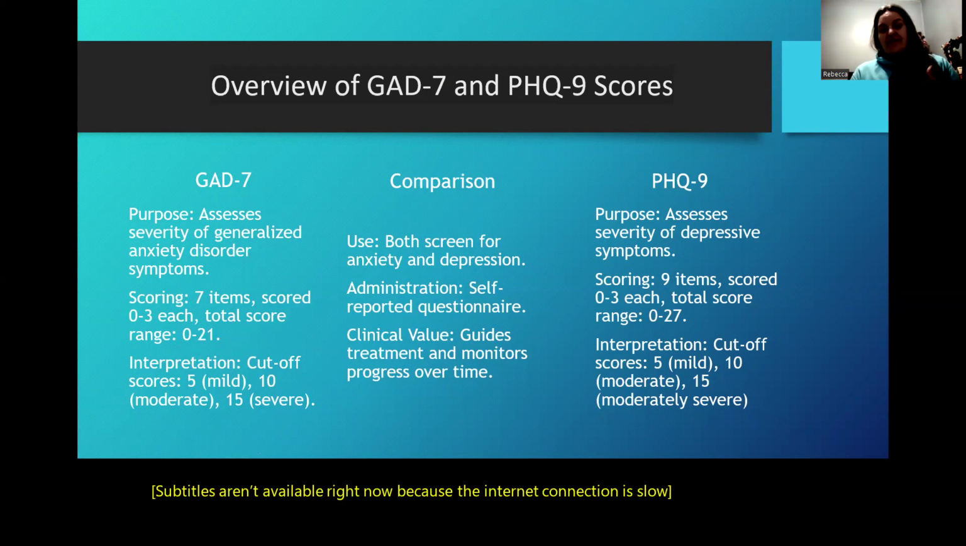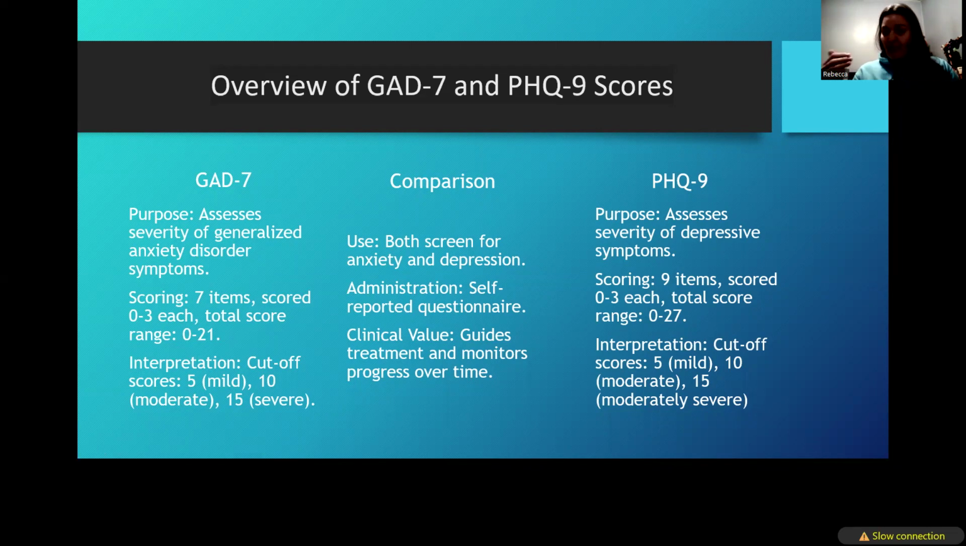GAD-7, the purpose of that is to assess severity of generalized anxiety disorder symptoms. The scoring is based on 7 items, scored 0 to 3 points for a total score range of 0 to 21. Interpretation, the cutoff scores are 5 is mild, 10 moderate, 15 severe.